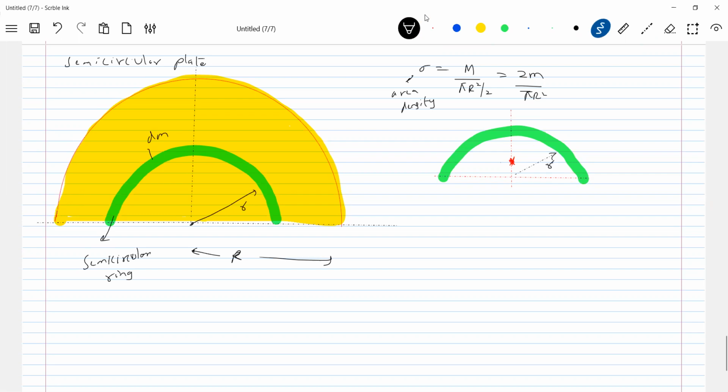So what is the location of this? How much should it be? So 2r by pi, the location of the center of mass of this ring. And what is the mass of that? That should be the dm, no? And what is the thickness of that? The width, better say width here. Shall we define the mass of that one?